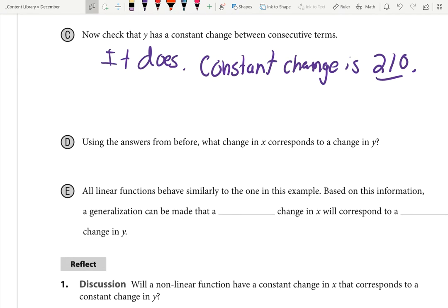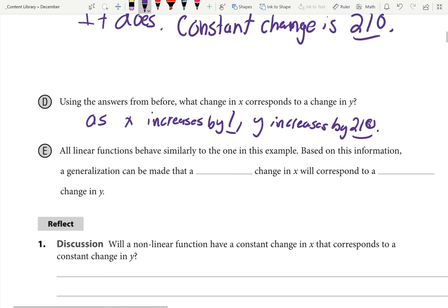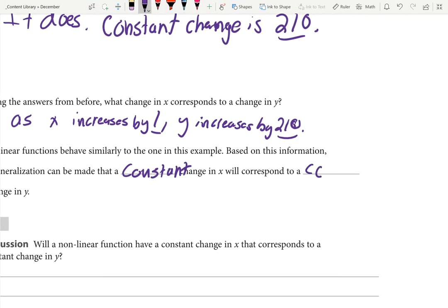Now, using the answers from before, what change in x corresponds to a change in y? So as x increases by 1, y increases by 210. It's always changing by those exact same amounts every time. The constant changes every time. So all linear functions do this. All linear functions have a constant change in x corresponding to a constant change in y.